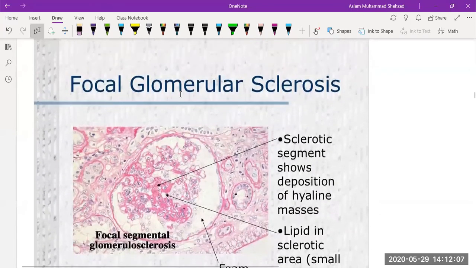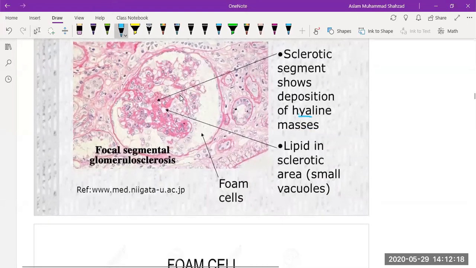This is the picture of focal segmental glomerulosclerosis, and they are showing you the segmental deposition of the hyaline membrane and lipid in the sclerotic area. So you can see the round structure. They are showing you the presence of lipids that are entrapped inside the glomerulus, only in certain segments, with the presence of hyaline masses and the formation of foam cells.